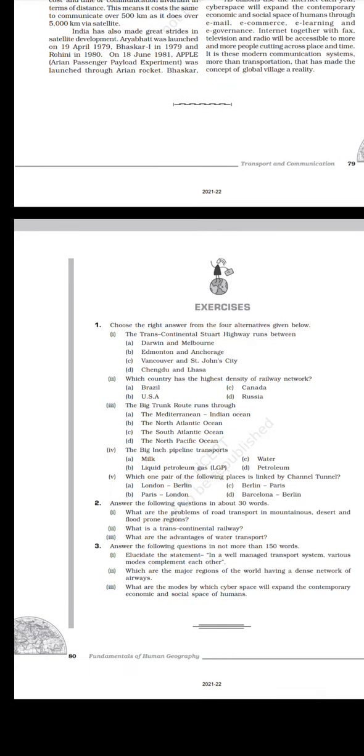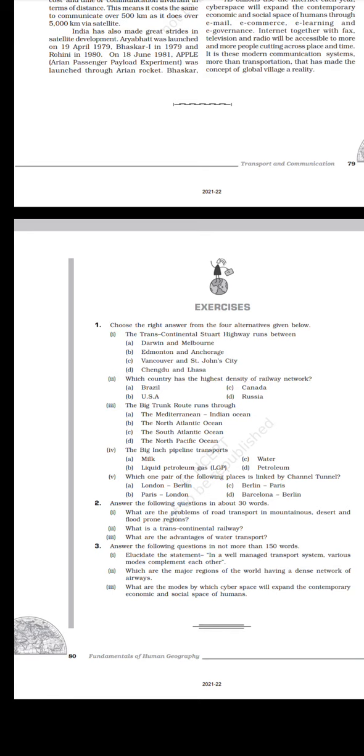Exercises. Choose the right answer from the four alternatives given below. The Trans-Continental Stuart Highway runs between Darwin and Melbourne, Edmonton and Anchorage, Vancouver and St. John City, Chengdu and Lhasa. Which country has the highest density of railway network? Brazil, Canada, USA, Russia. The Big Trunk route runs through the Mediterranean, Indian Ocean, the North Atlantic Ocean, the South Atlantic Ocean, the North Pacific Ocean. The Big Inch pipeline transports milk, liquid petroleum gas, LPG, water, petroleum.